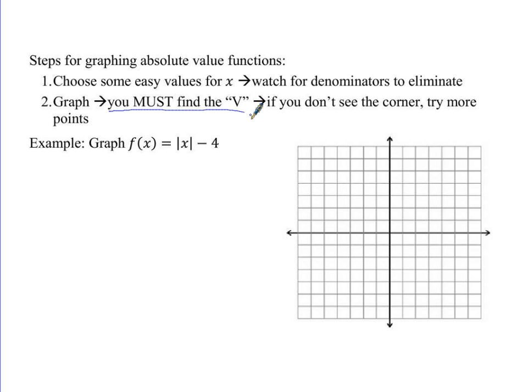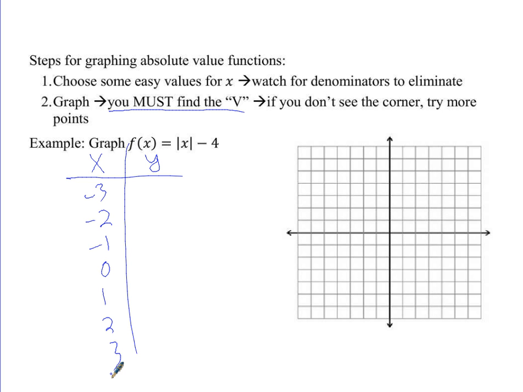So let's try this one. F of x equals the absolute value of x minus 4. Pick some easy numbers. Do we have any numbers that we should be worried about here, or can we just go with standard easy numbers? Standard easy numbers. What? Why? Let's do -3, -2, -1, 0, 1, 2, 3. And if we run into a bump in the road, then we'll deal with it.